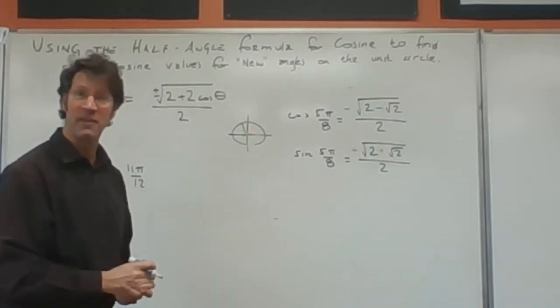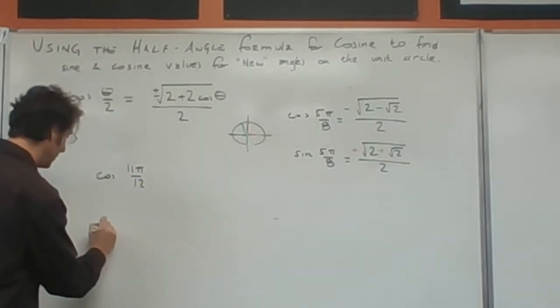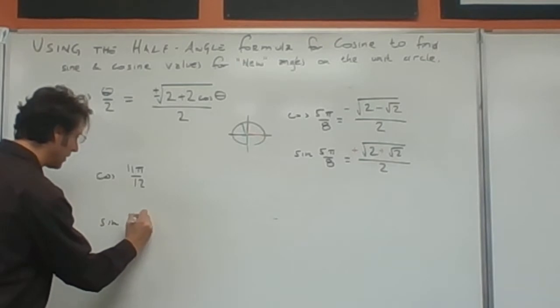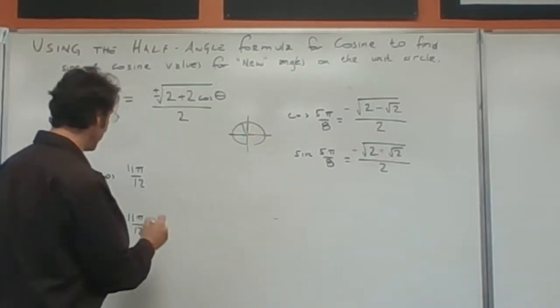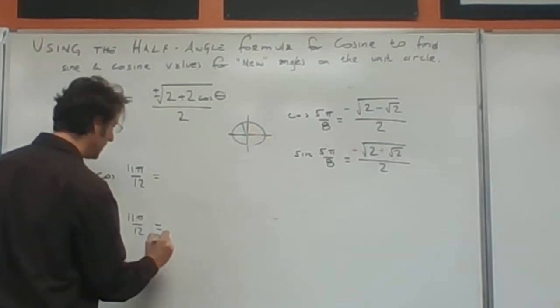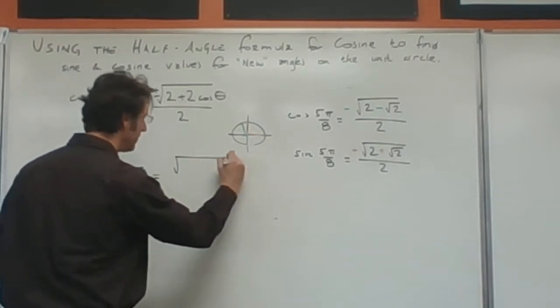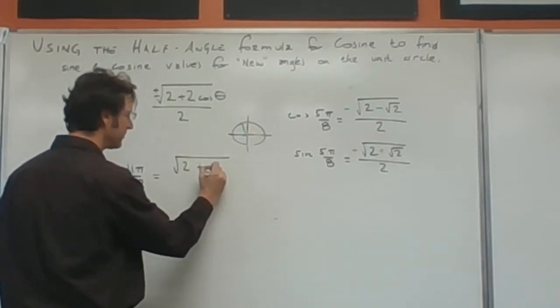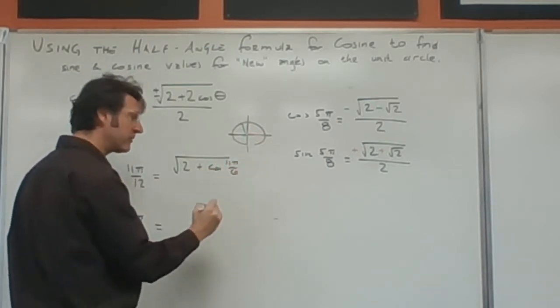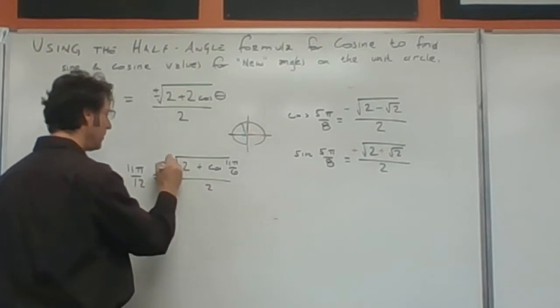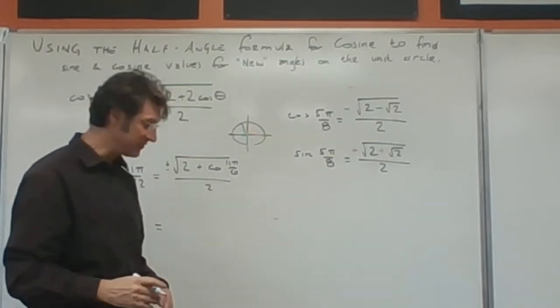And once we do that successfully, we can talk about the sine of 11 pi over 12 also. So the structure is going to be that we have a 2 plus the cosine of 11 pi over 6 all over 2. And we'll have to decide whether that's positive or negative.